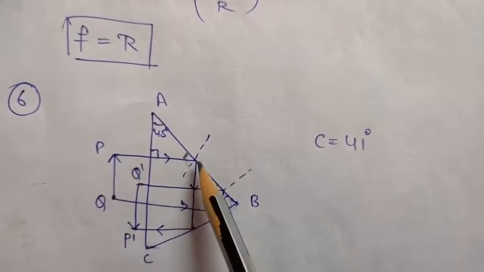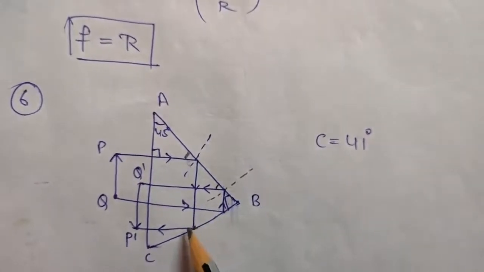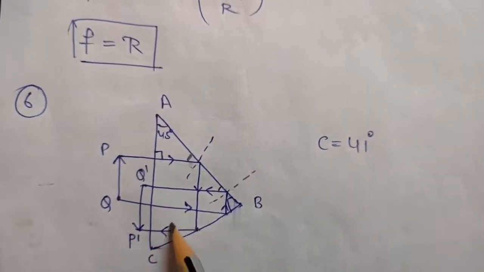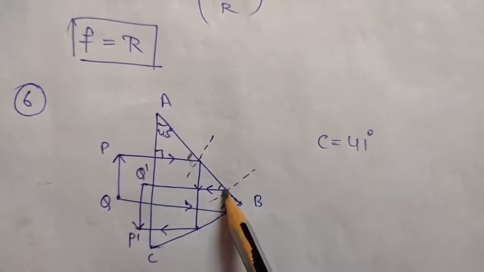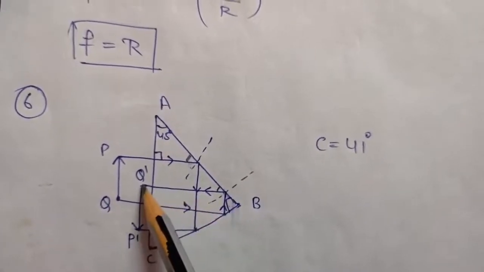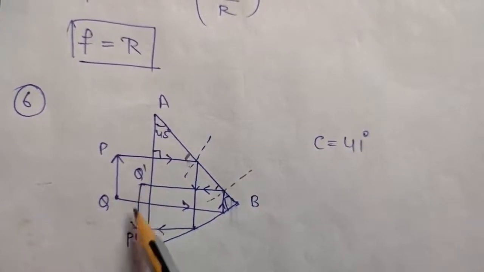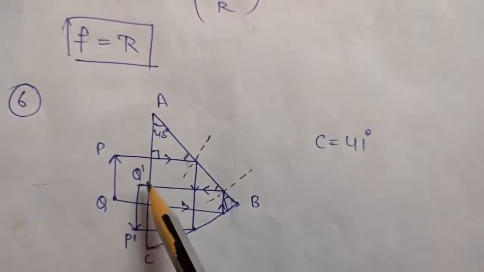Okay, so this came like this. Now at this point again it will suffer a total internal reflection and it will go outside. Similarly, after striking this point, it will also suffer a total internal reflection and it will go outside. So at this point the image will be formed, that is P dash Q dash.